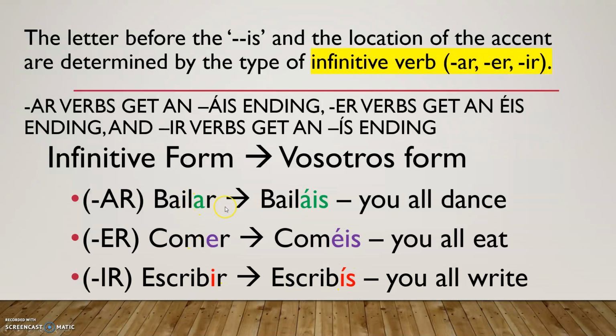The AR verb gets an accent on the A, the ER verbs get an accent on the E, and the IR verbs get an accent on the I. It's also important to remember that the I is retained in this form.